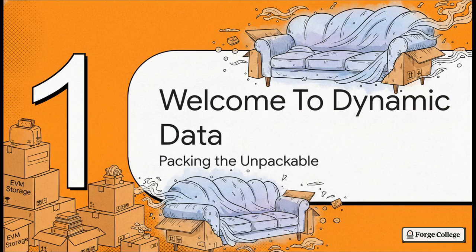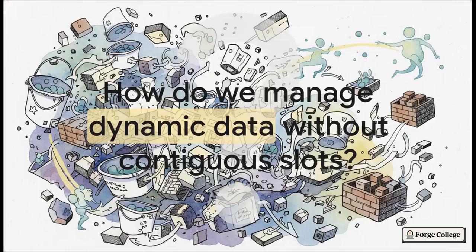All right, Section 1. Welcome to Dynamic Data, Packing the Unpackable. So think of managing EVM storage kind of like moving day. Packing fixed-size items, like a toaster or a perfectly square box of books, into nicely numbered boxes, super easy. But how in the world do we manage dynamic data when we don't have contiguous slots? It's like, how do you pack a magical, infinitely growing sofa without completely busting the moving boxes?